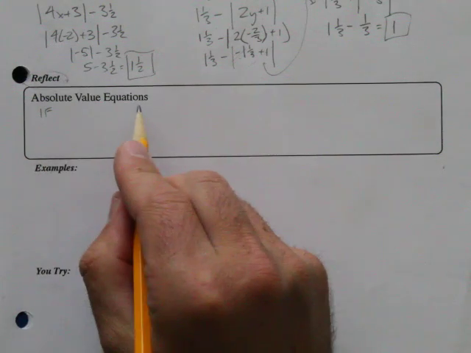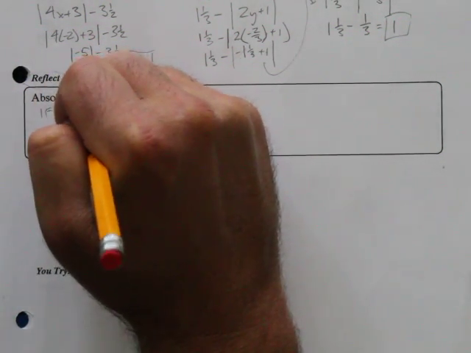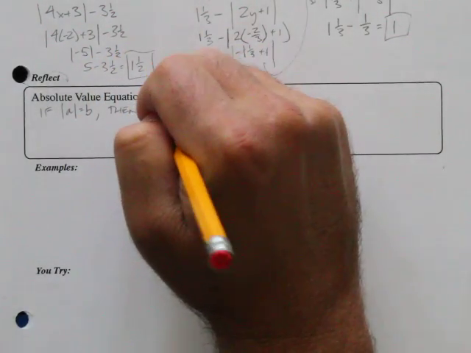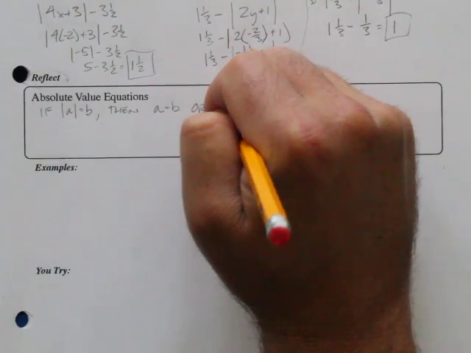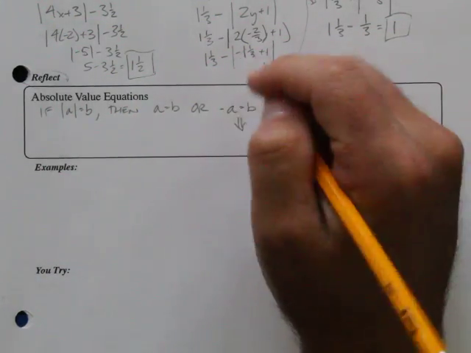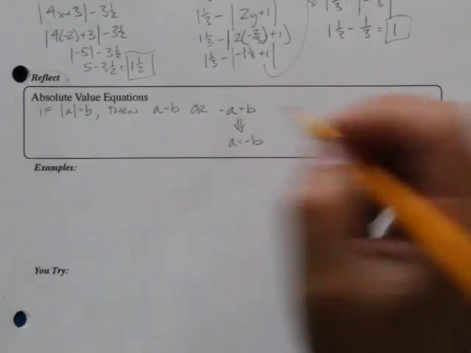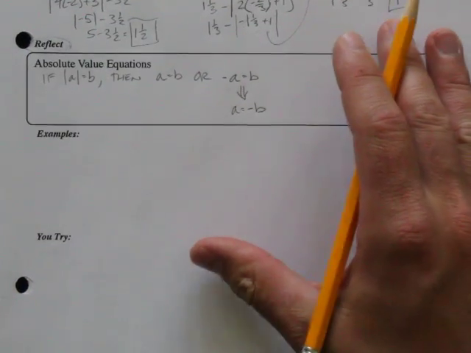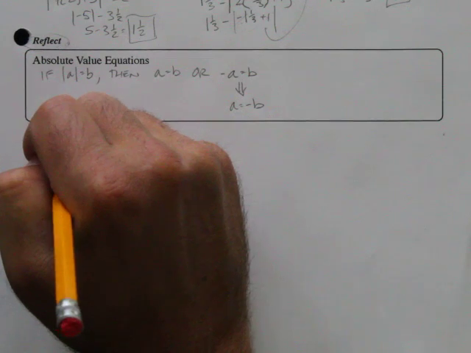We're going to talk about absolute value equations. If the absolute value of A equals B, then A equals B, or negative A equals B, which is the same as saying A equals negative B. Looks like a little bit of a mess, but let's do an example, and I think that you'll catch on here if you don't remember how to do this.